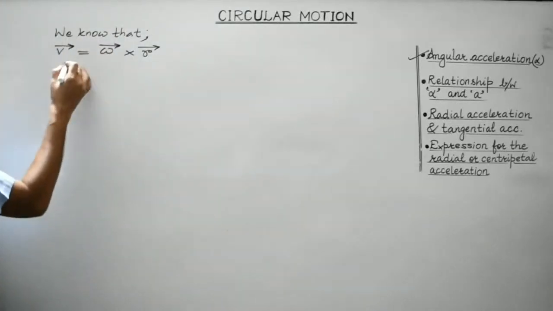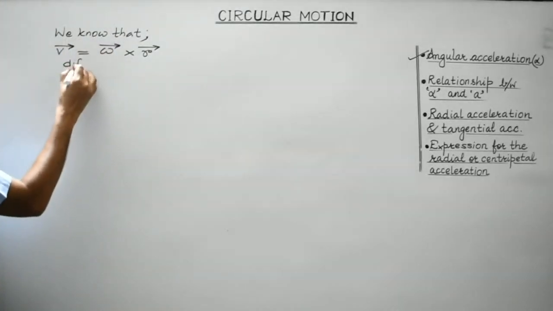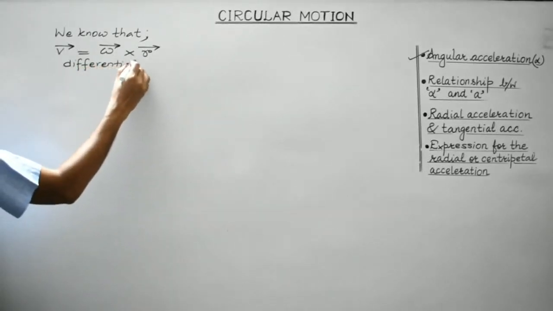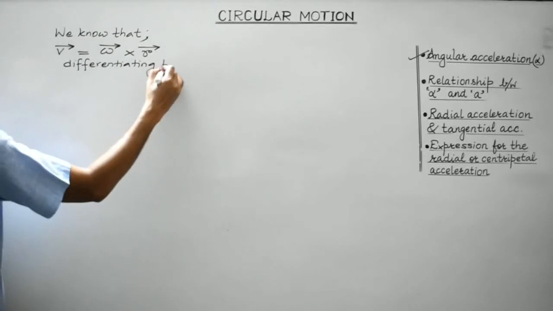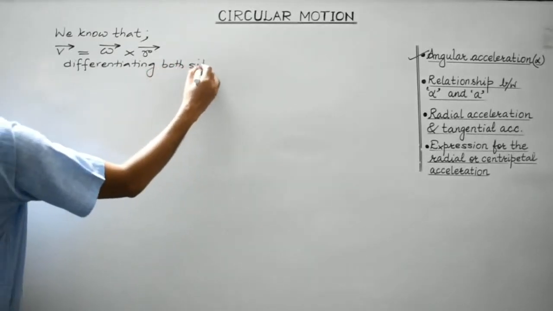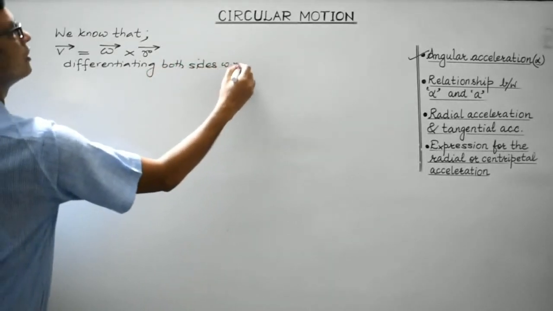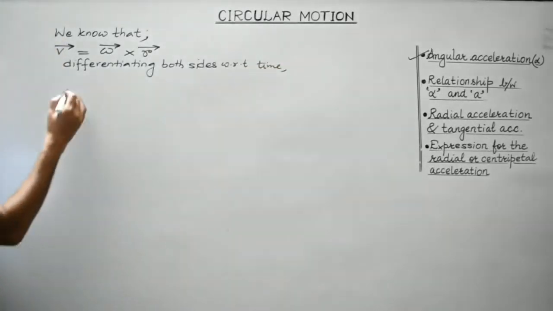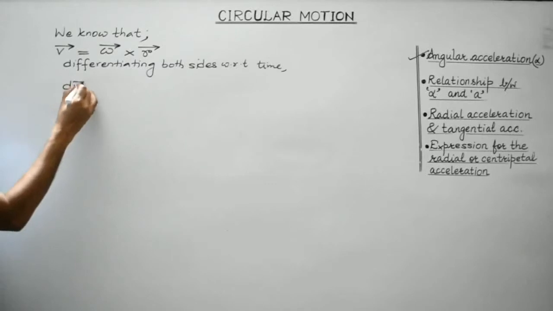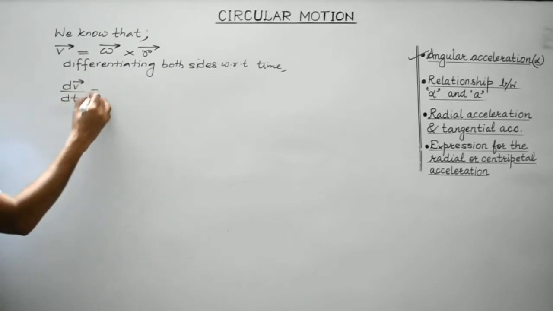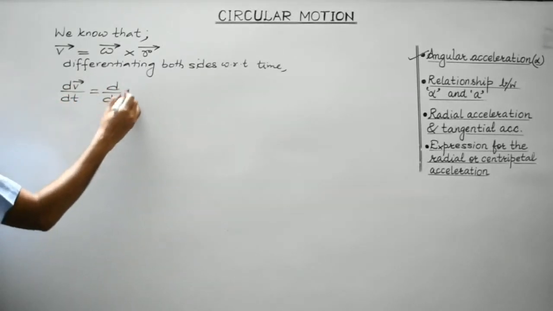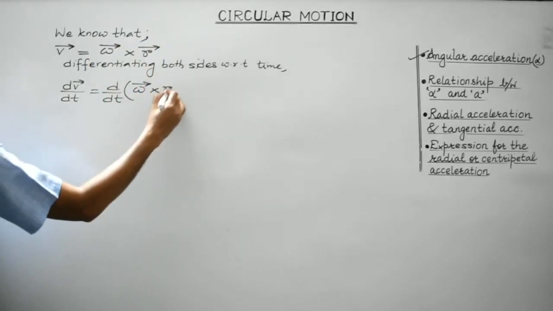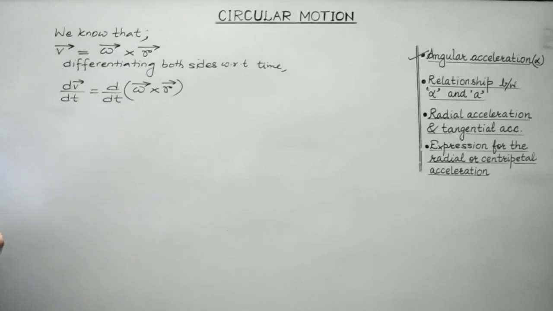So what we do is differentiate both the sides with respect to time. Differentiating both sides with respect to time, we get dv vector by dt is equal to d by dt of this single term, which is the cross product of angular velocity and the radius vector.